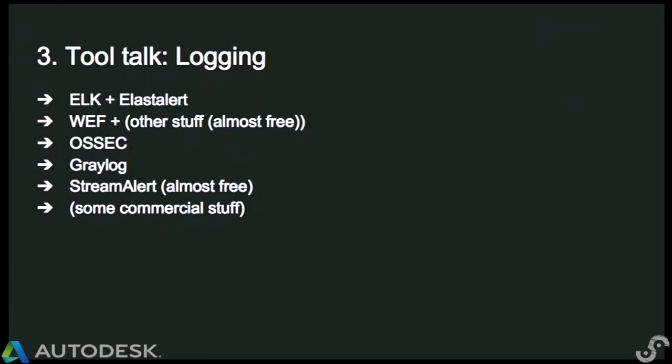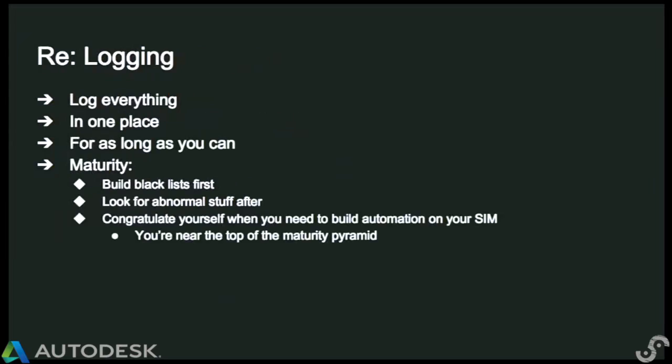Elasticsearch and Kibana plus ElastAlert from Yelp is a great stack. I've seen that be very successful. Windows Event Forwarding from Microsoft, also very cheap, pretty close to free. Scales nicely if you have Microsoft environments, and I encourage you to check that out. OSSEC is a lot more than a logging pipeline, but it can do logging as well. Graylog, also nice. StreamAlert, my former colleagues over at Airbnb just released this in the last couple of weeks at Enigma. It's pretty fantastic. It is not exactly a SIEM, but it's on its way to being a SIEM, so I encourage you to check that out as well.